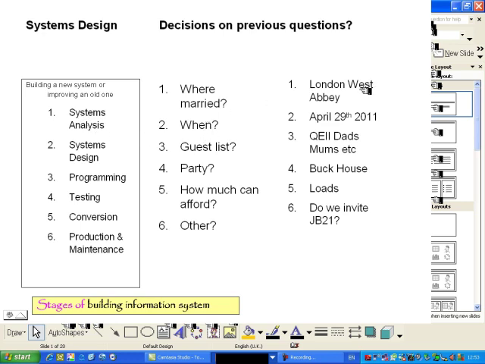Where married? Westminster Abbey. When? April the 29th. Who's on the guest list? Where's the party going to be? How much can you afford? And any other questions?